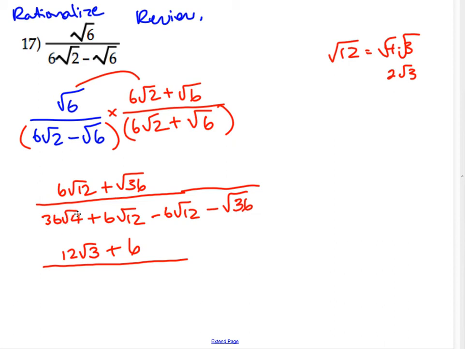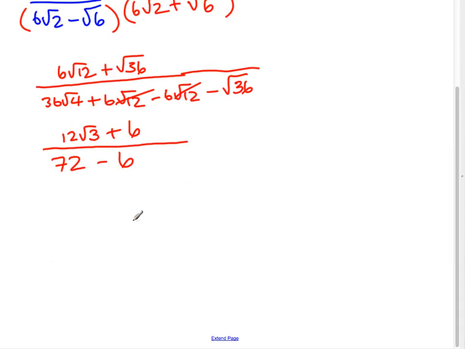Now on the bottom, square root of 4 is 2, so 2 times 36 is 72. 6 root 12, yeah, these will cancel. Minus 6. Okay, feeling pretty good. I wonder what other kind of simplifying I can do. I guess I can subtract the bottom. So I have 12 root 3 plus 6 over 72 minus 6 would be 66.